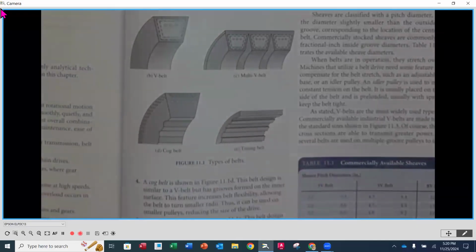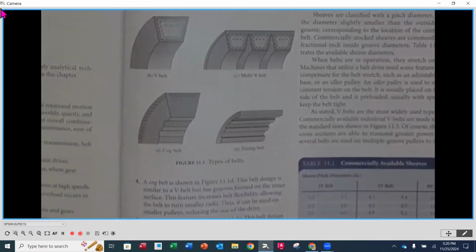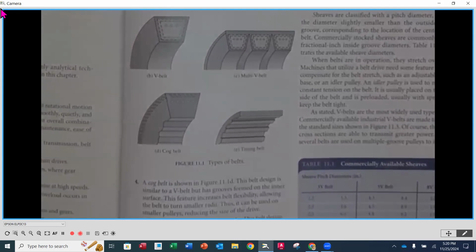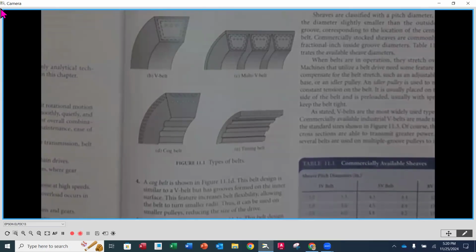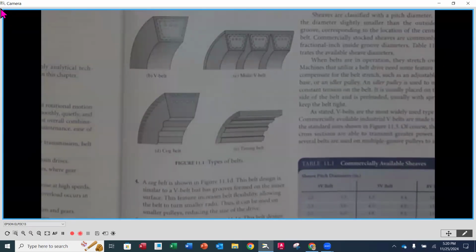But the timing belt is a little bit different, because these actually have grooves in them that fit down inside of a pulley that has actual teeth on it. So they're a lower profile than a gear or a chain, but they have a more positive type of engagement because they're going to be on toothed pulleys.